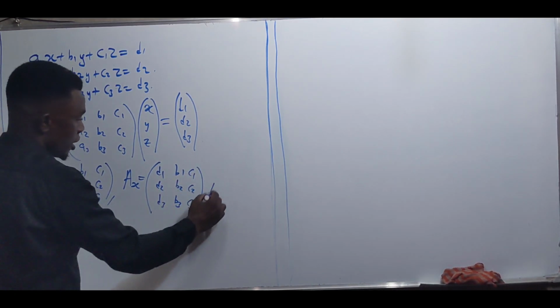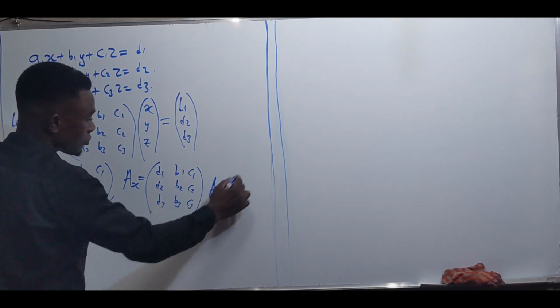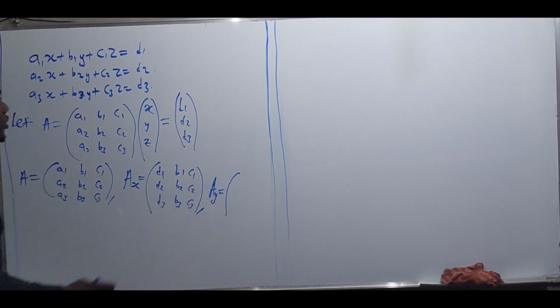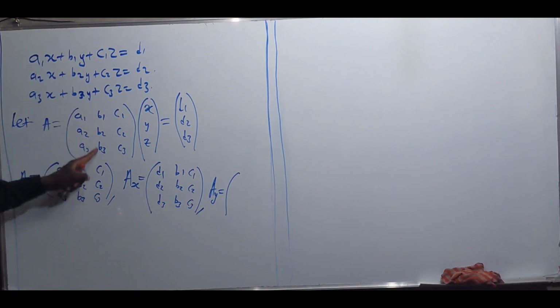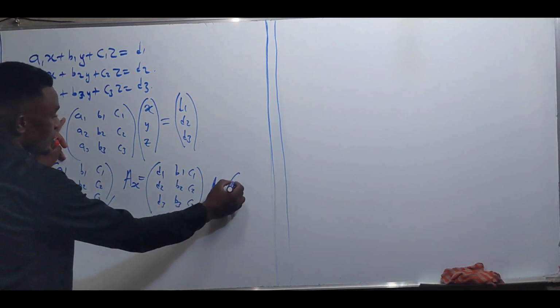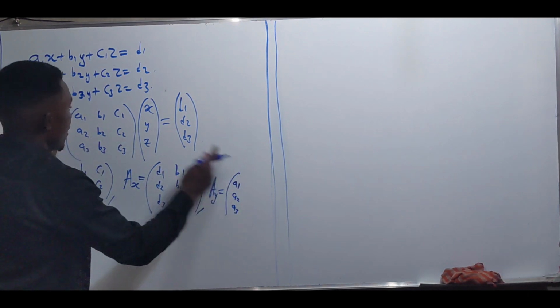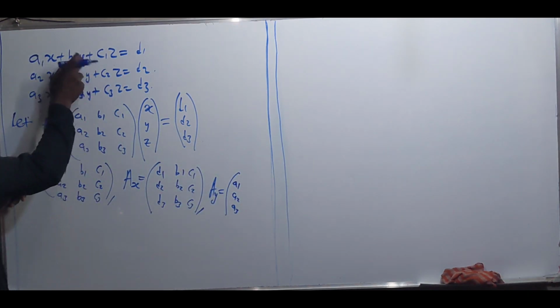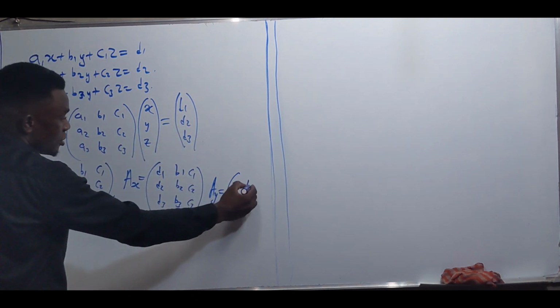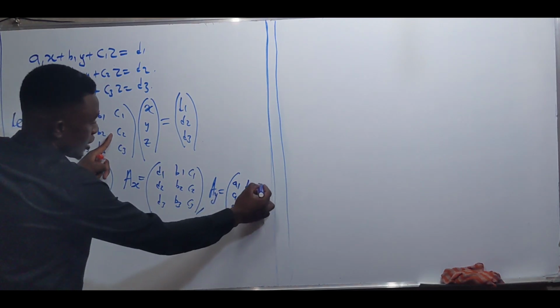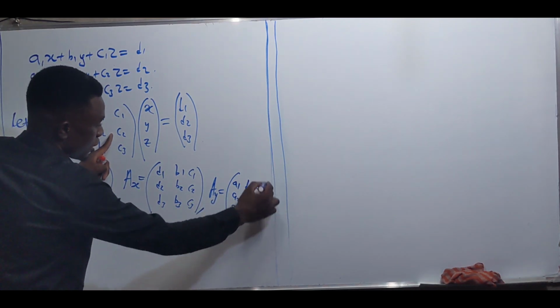Similarly, for my augmented matrix A with respect to the y values, wherever I have the y coefficients, there is b1, b2, b3. This I'll substitute with the d values. The A values remain A1, A2, A3. The coefficients from y I substitute with d1, d2, d3. The C values will remain like that: C1, C2, C3.